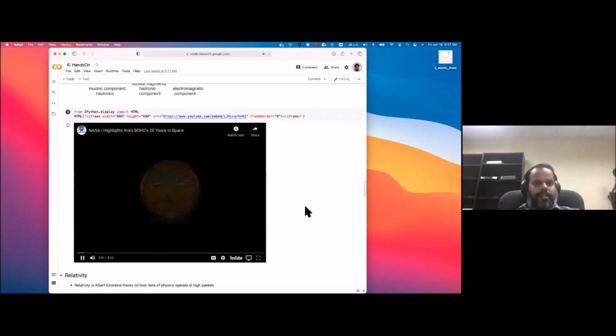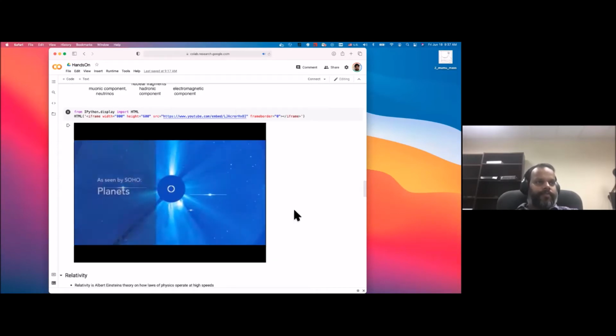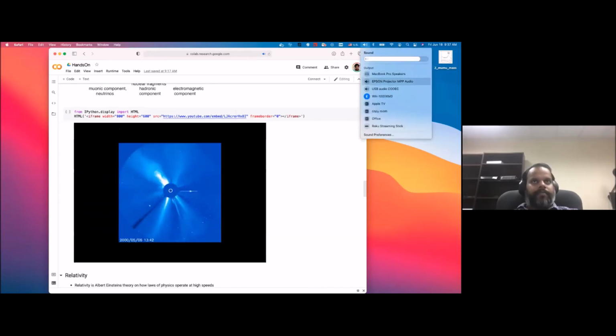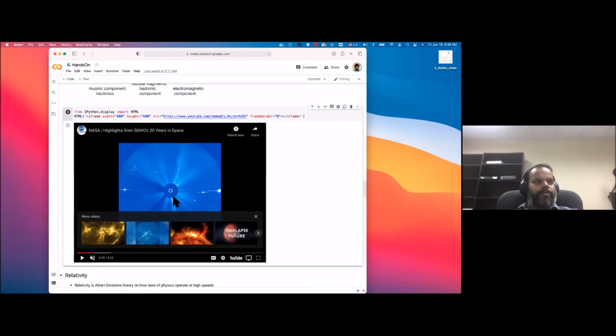So you can see here. What you see here is they're looking into the sun, and they put a mask here so that they don't get blinded by the bright rays from the sun. And this sort of picture is called a coronagraph, so they can see what the sun is doing. You can see a lot of things flying past the sun. So this is really showing the activity of the sun.